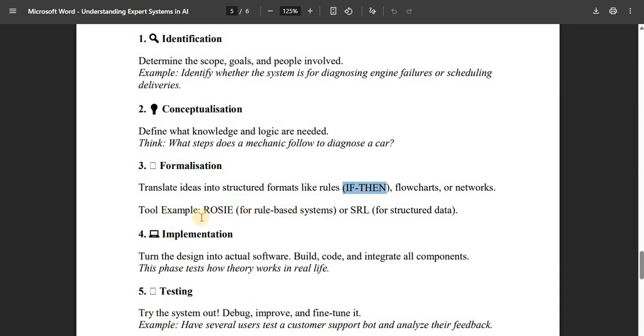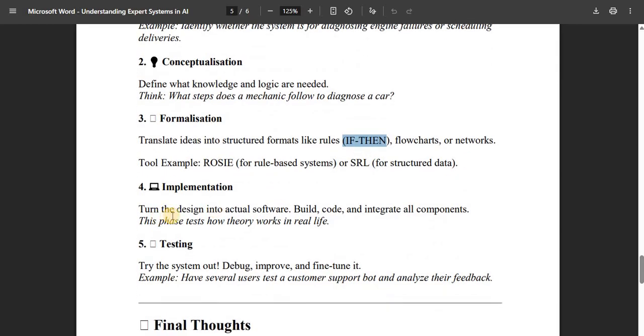Next example is SRL, rule-based systems. Next is implementation. You try to write this code in a real application, and testing means now you try to test with the data to see whether this application is behaving like a doctor or not. So what will happen here? We try to give some test data to the software to check whether it is giving the correct solution for the problem.